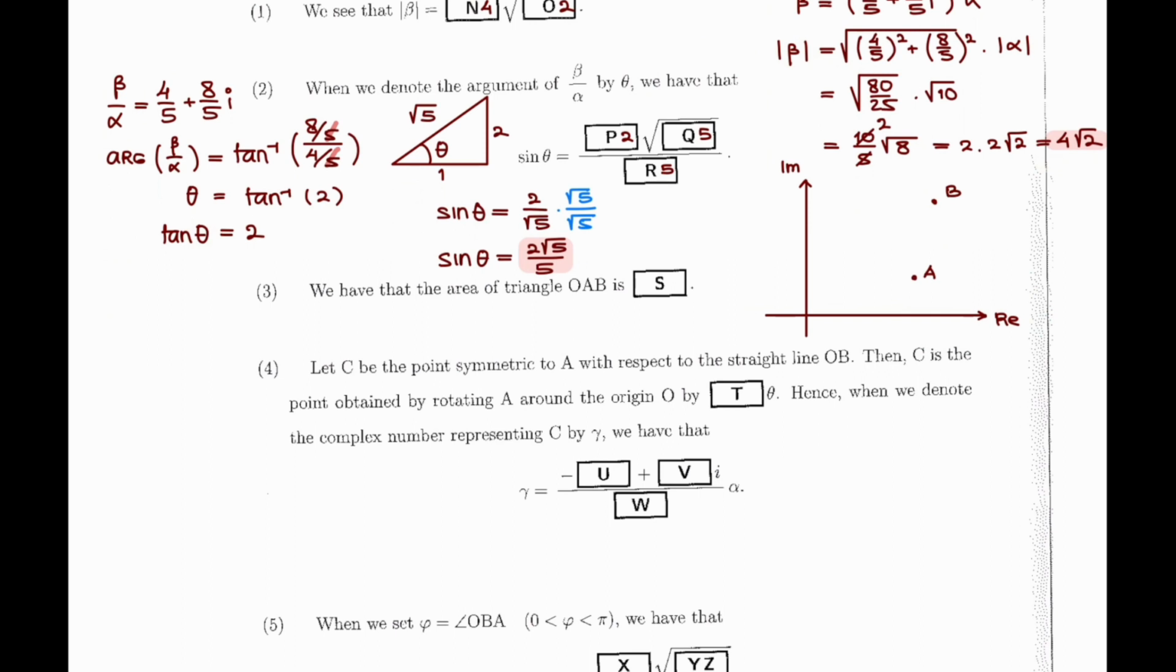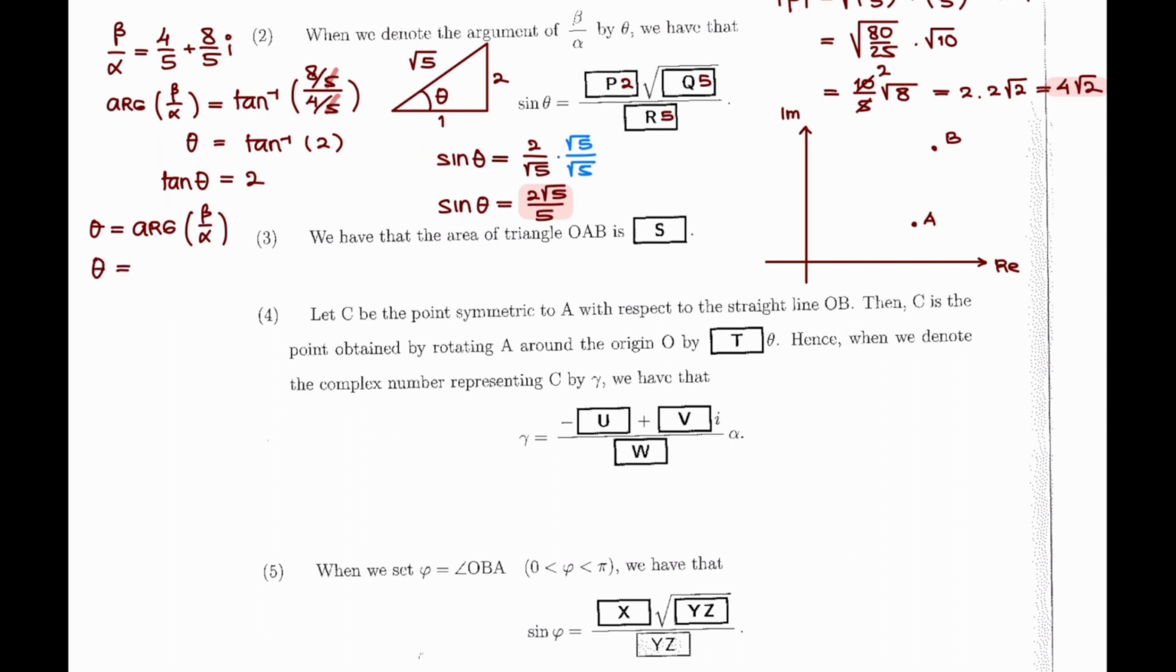I mean argument, not modulus. I need to know in my illustration where is our theta. Theta is the argument of beta over alpha. Properties of argument says that if you have two complex numbers that we divide, then the argument is equal to argument beta minus argument of alpha. This is one of the properties of argument.